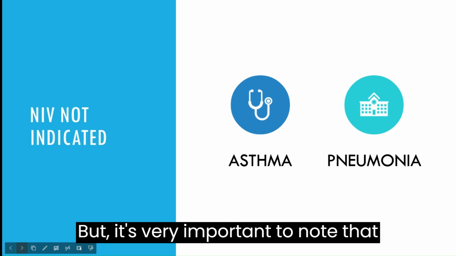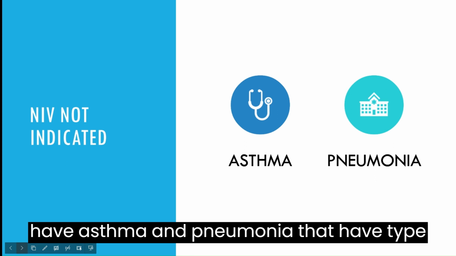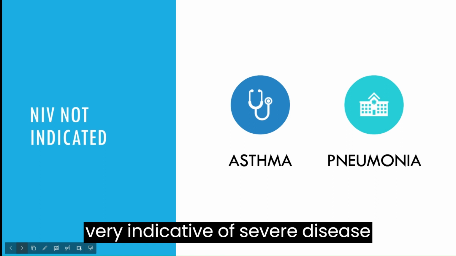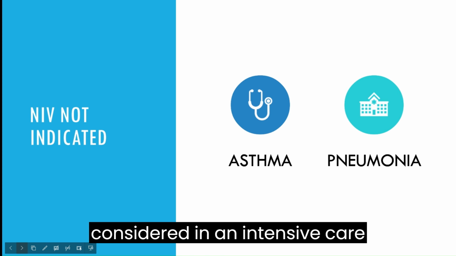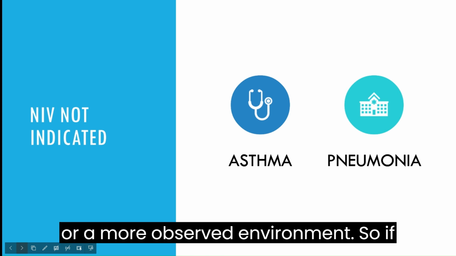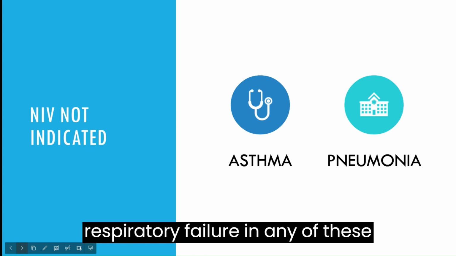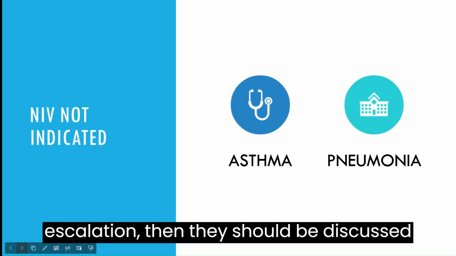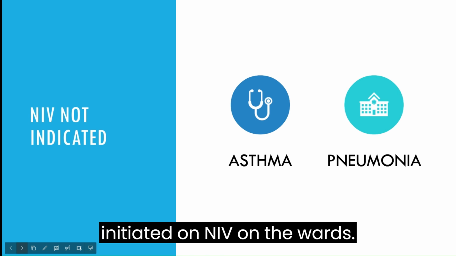But it's very important to note that NIV is not indicated in patients that have asthma and pneumonia that have type 2 respiratory failure, because these are very indicative of severe disease, and any non-invasive ventilation should be considered in an intensive care or a more observed environment. So if you're finding that you have type 2 respiratory failure in any of these situations and the patient is for escalation, then they should be discussed with intensive care and not be initiated on NIV on the wards.